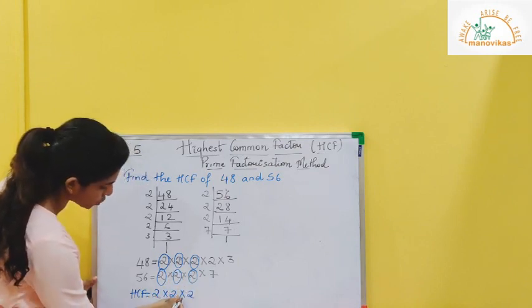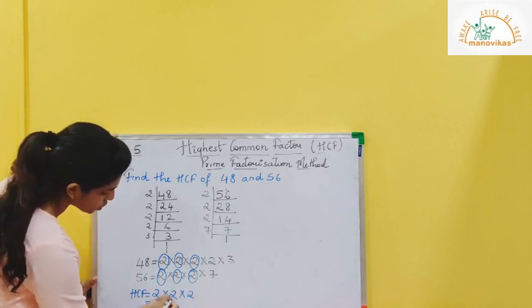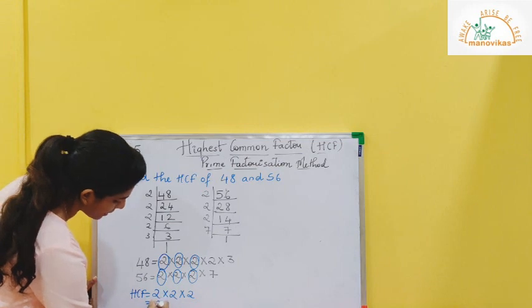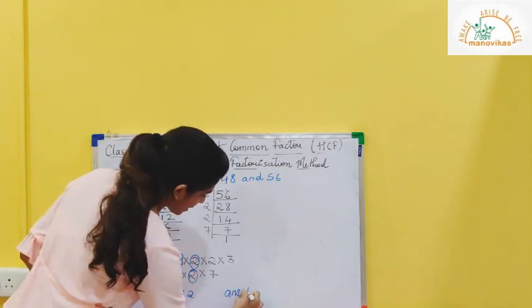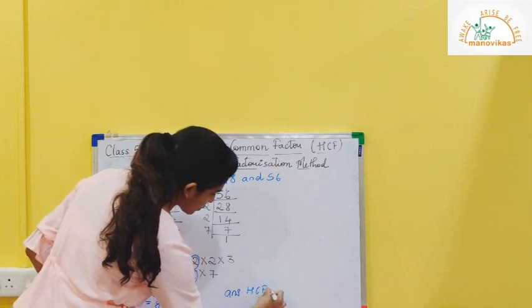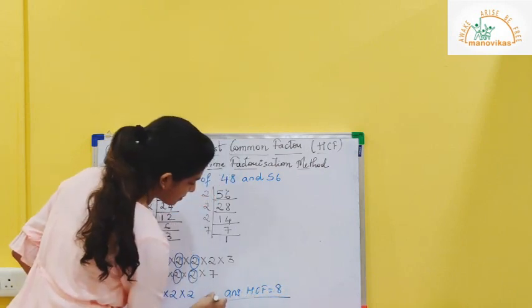So I get three 2's. So 2 into 2 into 2: 2 2's are 4, 4 2's are 8. I write 8 here. Answer: HCF is equal to 8.